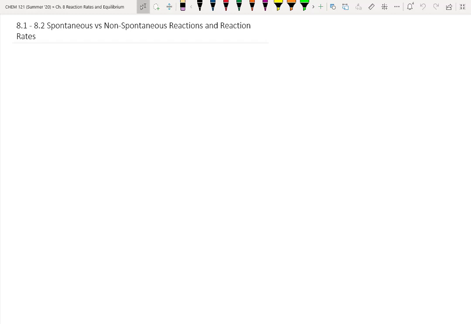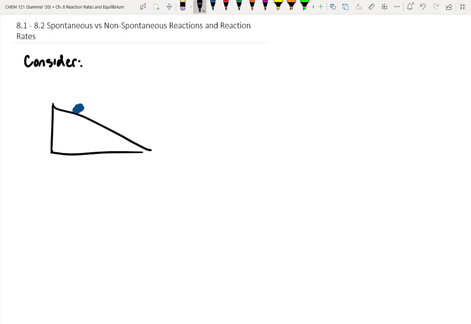Okay, chapter 8 in our textbook is all about reaction rates and equilibria. I'll be honest, I don't like the way the book presents this, so I'm going to present it a little bit differently. So let's start out with this really complicated example, right? Let's say I've got a ramp and I put a ball on this ramp. All right, so this is my blue ball on the ramp.